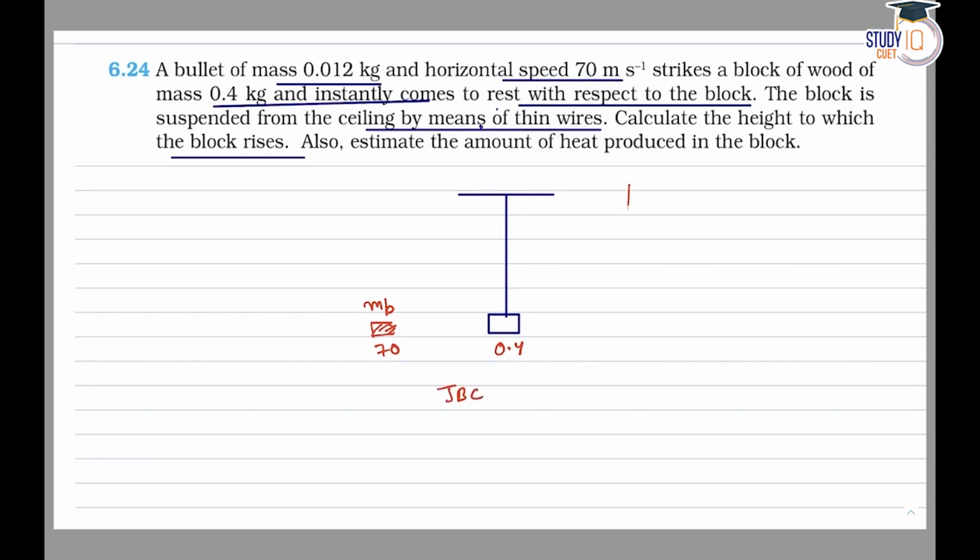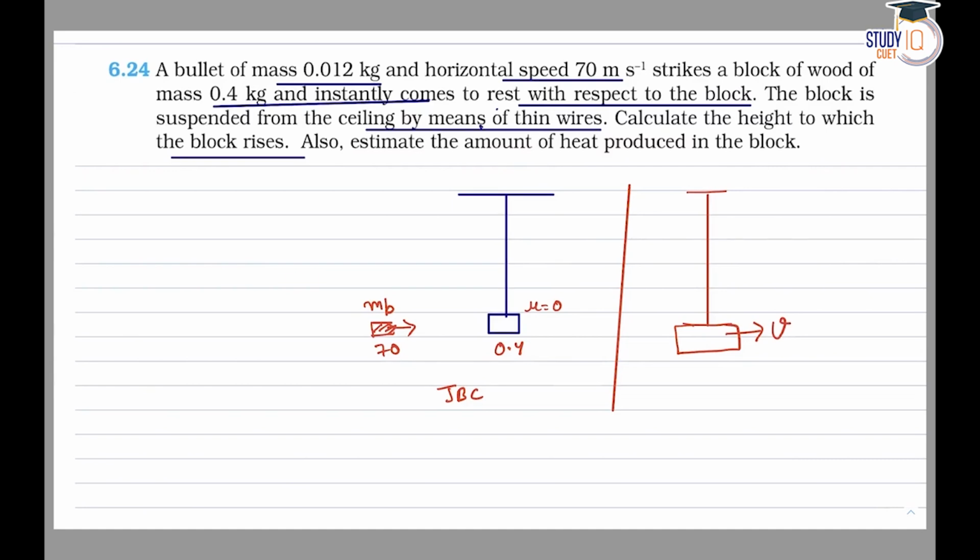What will be the situation just after collision? Just after the collision, the bullet gets into the block and the masses combine. Initially the bullet is moving with a speed of 70 meter per second and the block is at rest. After the system gets combined, the total mass becomes 0.412 kg, and the system moves with the velocity v.